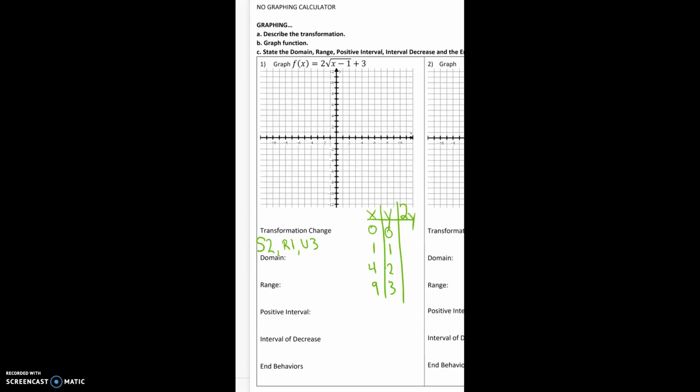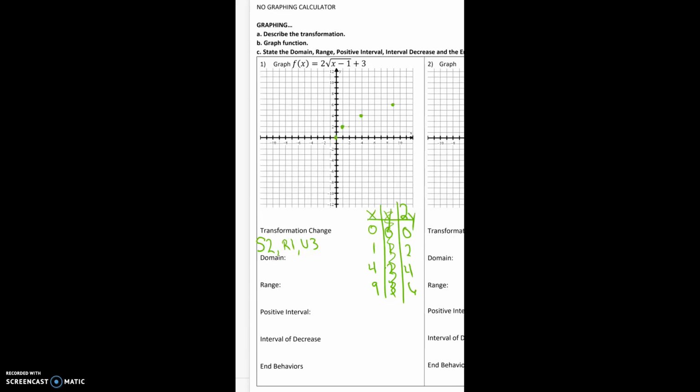So I'll be doubling those y's to get 0, 2, 4, and 6. So I won't actually even be graphing that set of y's. I'll be graphing (0, 0), (1, 2), (4, 4), etc. So I'm going to do this in 2 steps. I'm going to first show you the stretch on the graph. So there's (0, 0). Here is (1, 2). There is (4, 4). And then we have (9, 6).